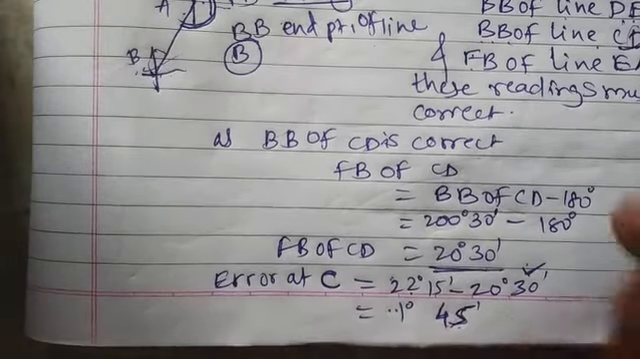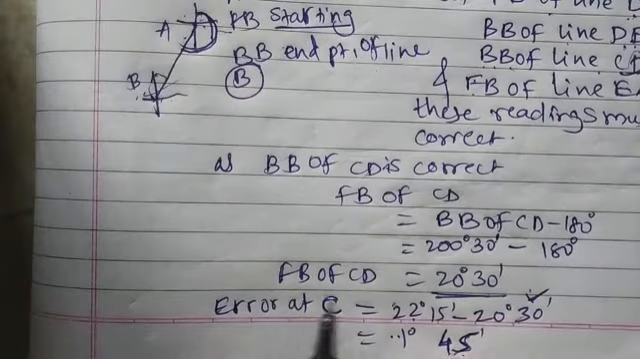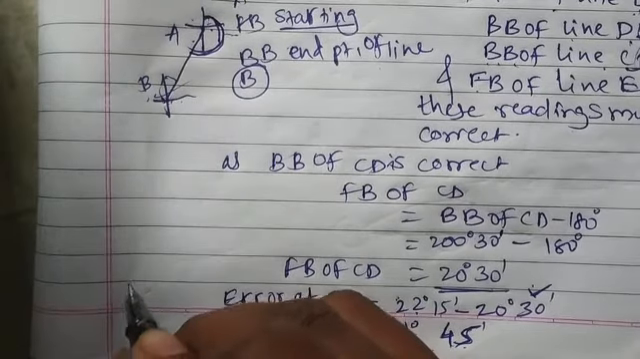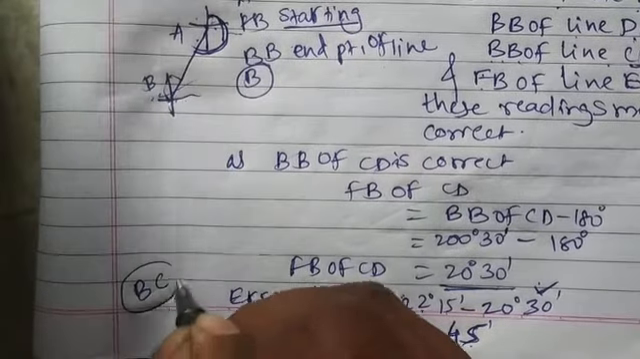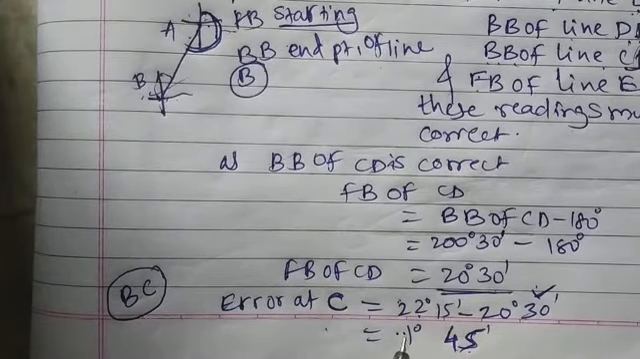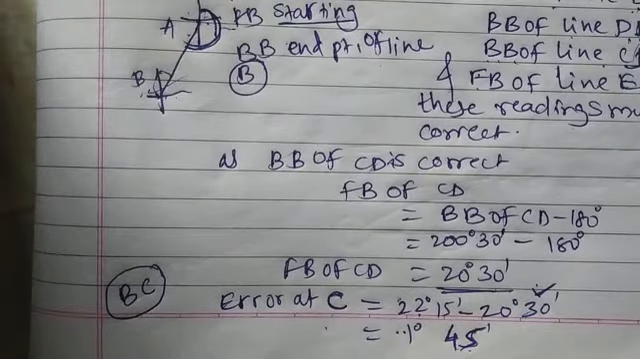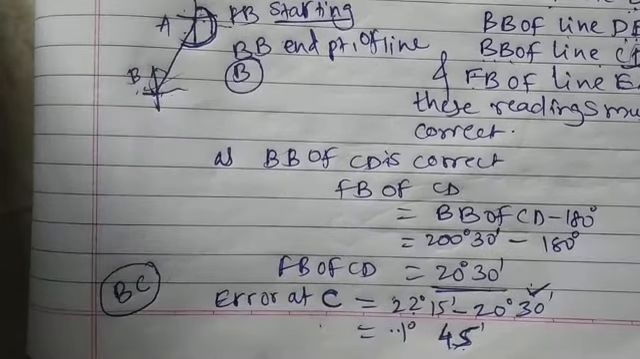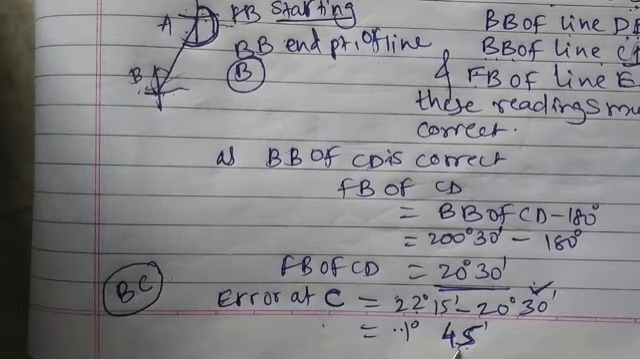Okay, so we know that the forebearing of CD is taken at C, and also the back bearing of line BC is also taken at C, and we have calculated the error at C. So this back bearing of BC should also have an error of 1 degree 45 minutes. So let's correct this back bearing of BC.